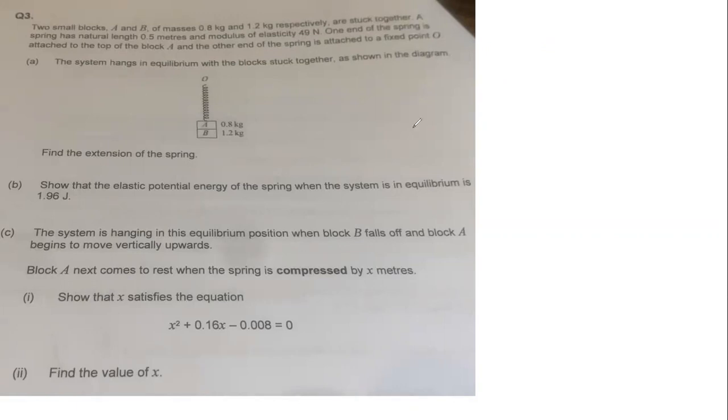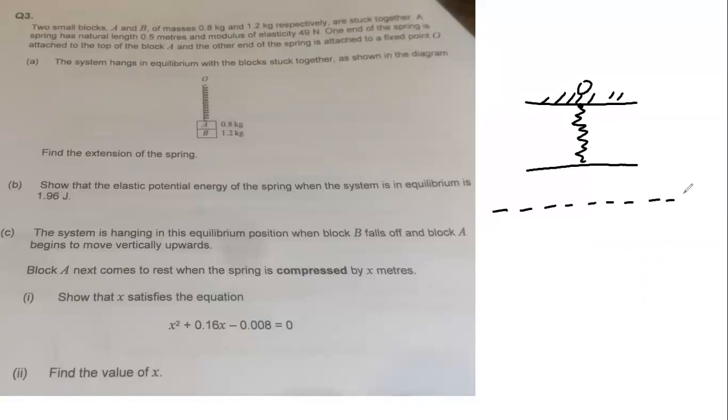Now, let me just translate everything here. Here I have the top wall with point O, and here I have a spring, and here I have the final length. Let me just put some marks: here is the equilibrium point with no extension. I'll call that equilibrium. And here is the original starting point, and here I have mass A.